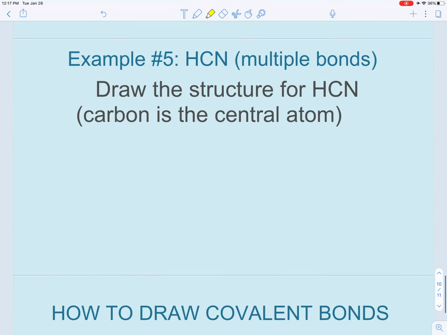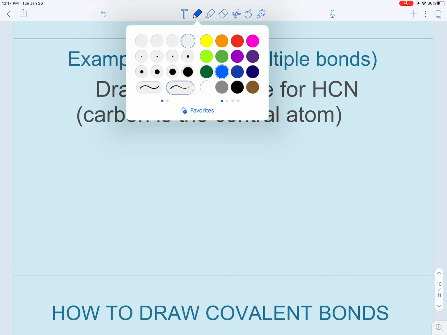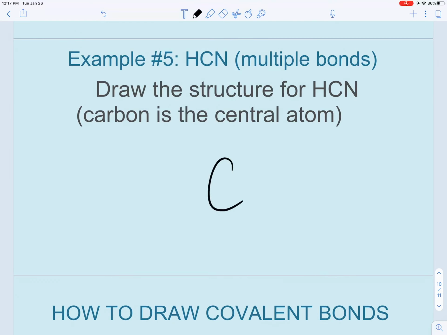All right, lastly, we're going to do HCN. So again, carbon is usually the central atom. So I'll start by drawing carbon in the middle. 1, 2, 3, 4. I'll draw hydrogen to the left here. It's got 1 electron. Nitrogen has 1, 2, 3, 4, 5 electrons. So hydrogen can only form 1 bond, so let's do that one. That's probably the easiest one. I'll use a different color here.